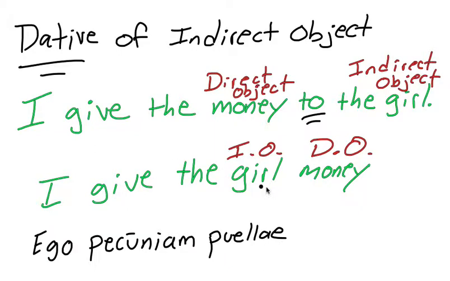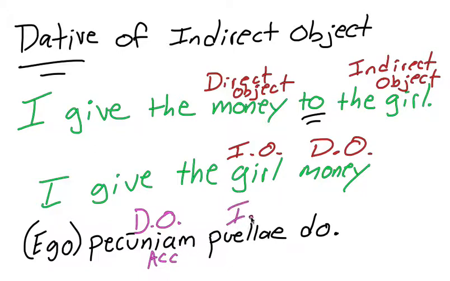So the dative singular of girl is puellae. And now I give, do is to give, and do is I give. So ego, which is optional, remember that pronoun just adds emphasis. Ego pecuniam puellae do. I give the money to the girl, or I give the girl money. So pecuniam is our direct object because it's accusative, and puellae is our indirect object because it's dative.